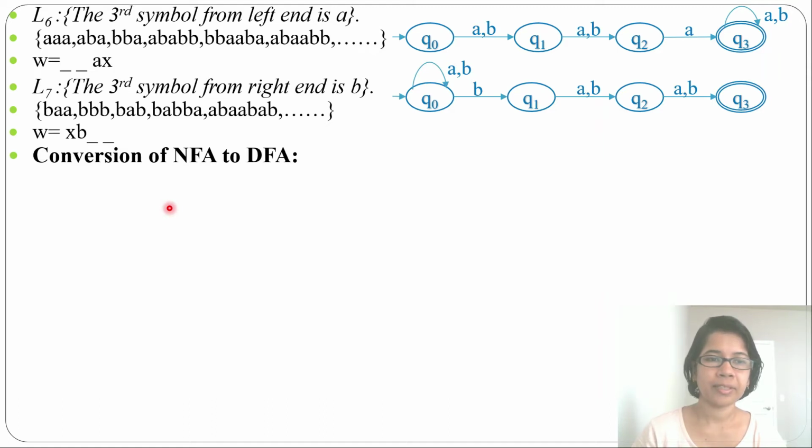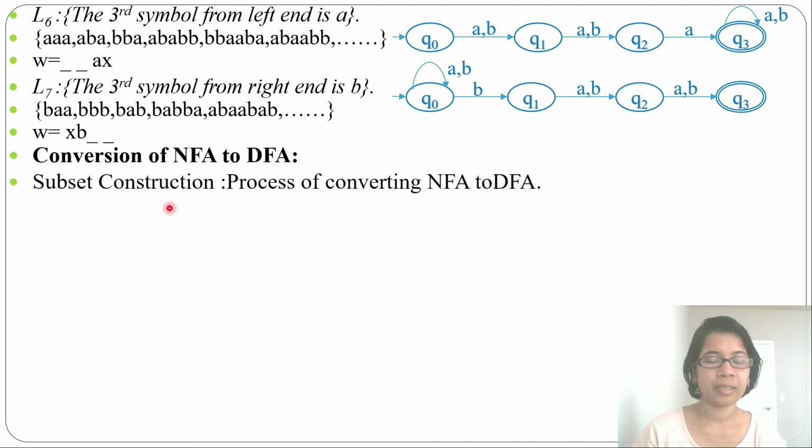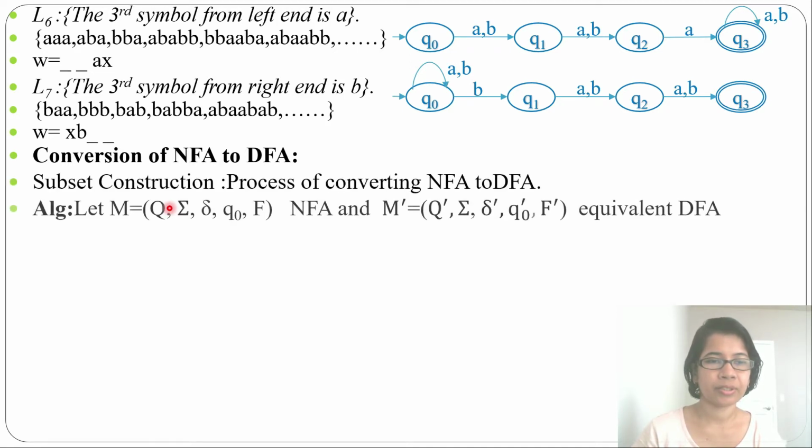Hi, in the previous lecture we discussed some NFA examples. Now we'll discuss how to convert an NFA to a DFA. The process is known as subset construction. So here is the algorithm.